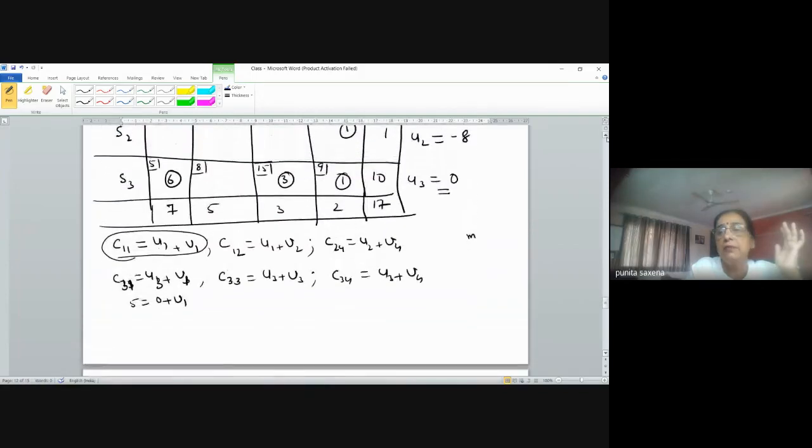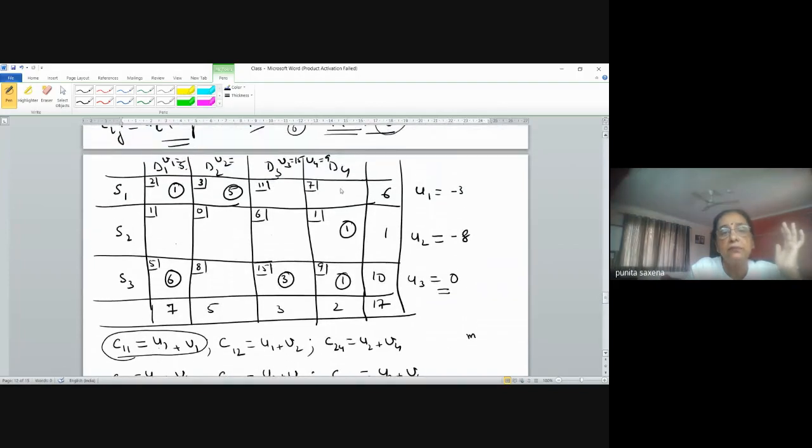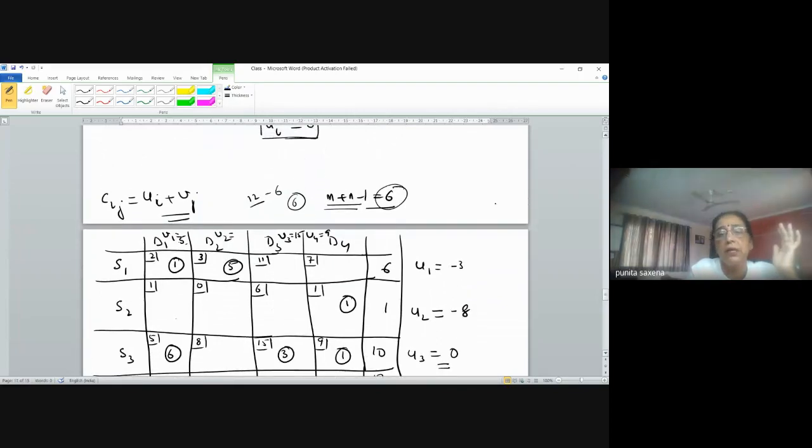Okay, आ जाते हैं वापस. अब what is the first unoccupied cell? 1 3. यहाँ से. ठीक है. So that means the first thing, अब मैं थोड़ा सा rough work इधर कर रही हूँ just so that you are able to understand. I need to compute D13. सबसे पहला unoccupied ये है ना. D13 will be what? C13 minus of U1 plus V3. यही होता है ना. Cij minus Ui plus Vj.